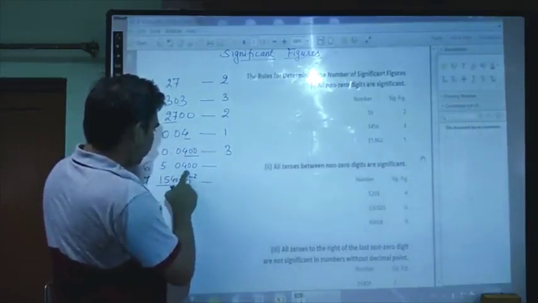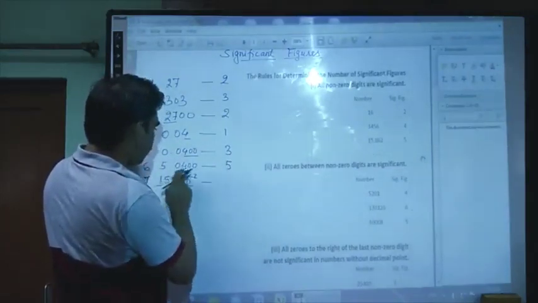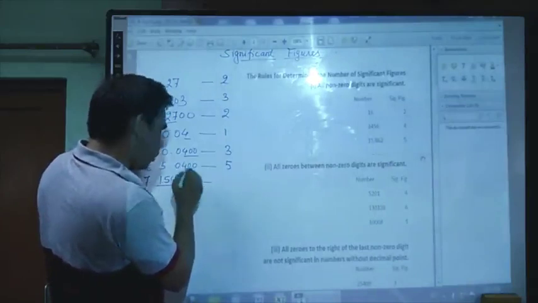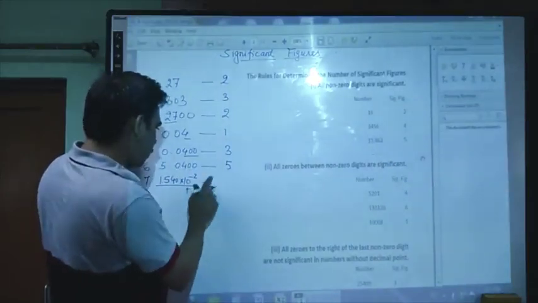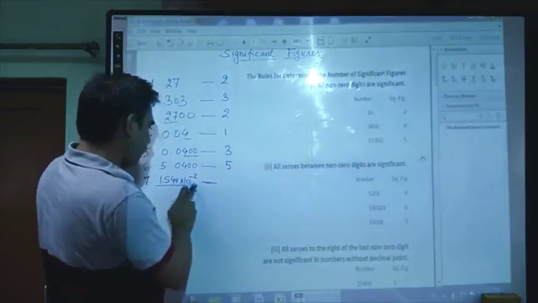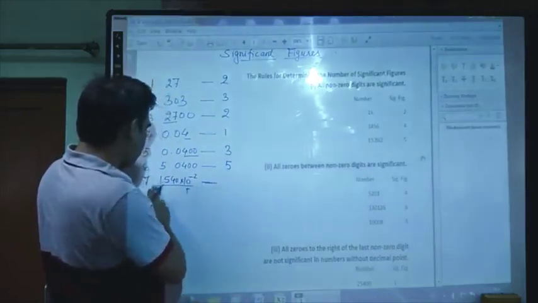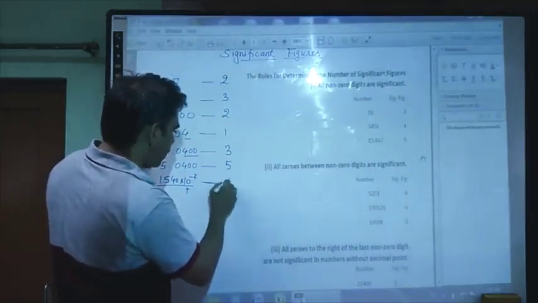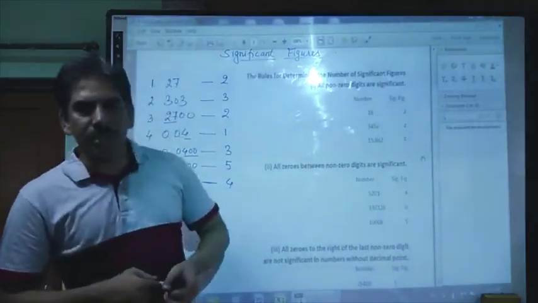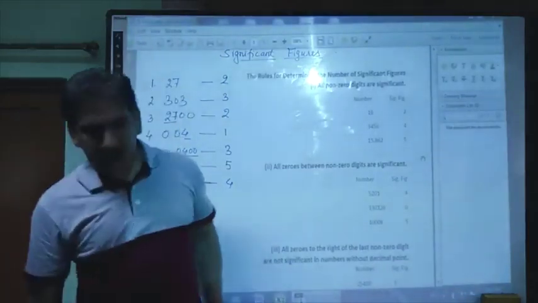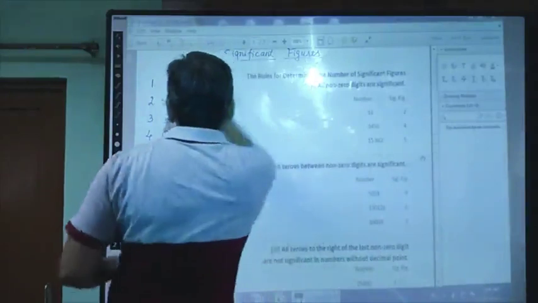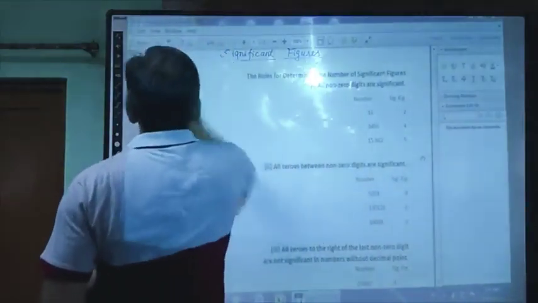Similarly, here the number of significant figures is 5, 1, 2, 3, 4, 5, and here the number of significant figures is 1, 2, 3, 4. Order of magnitude is not important here. We don't care about the order this number is holding. It is 10 to the power minus 2 here, it does not matter. So here the number is 1.540. It has 4 significant figures. These are a few examples of significant figures. Then we proceed to the next topic, which is error analysis.